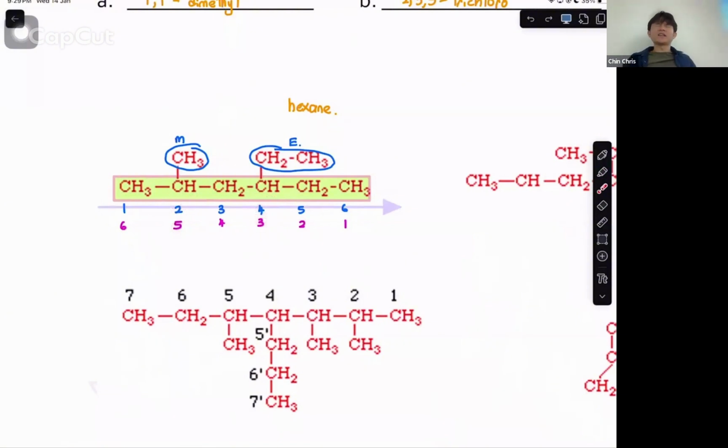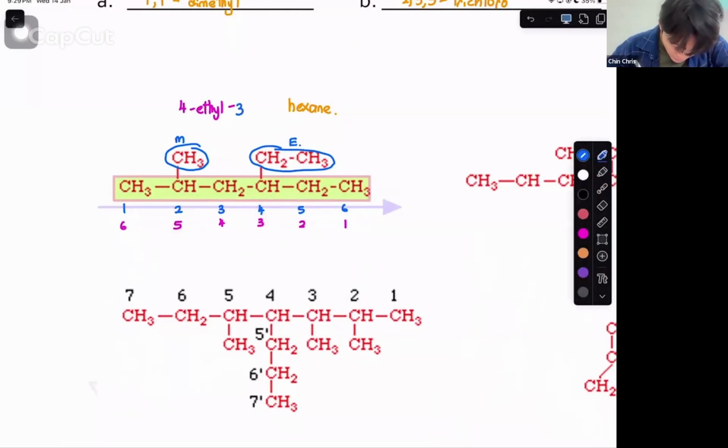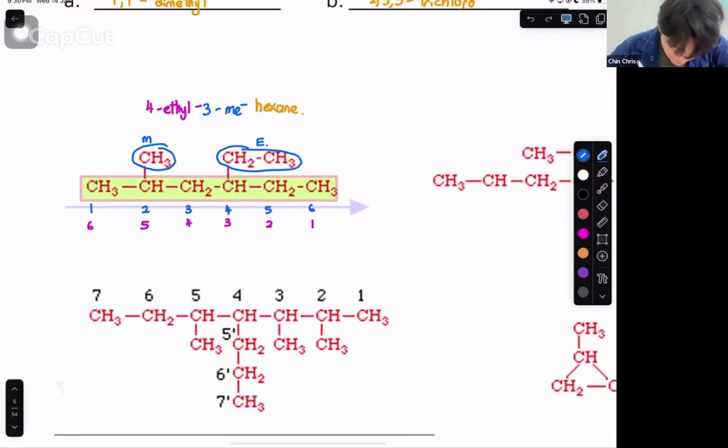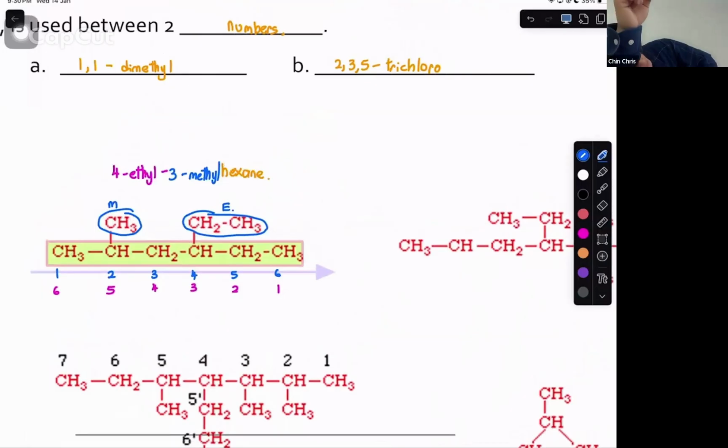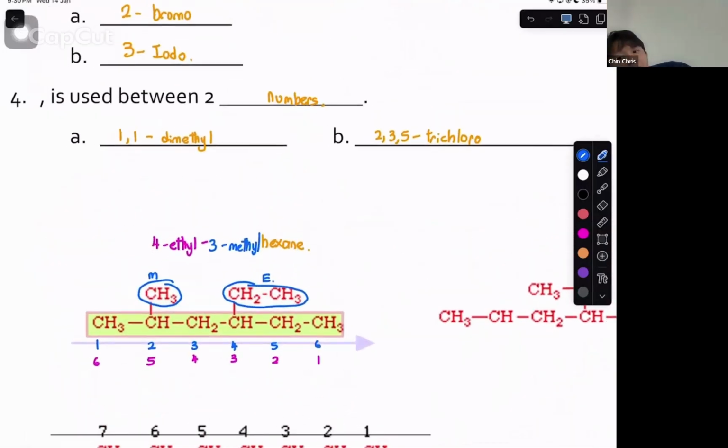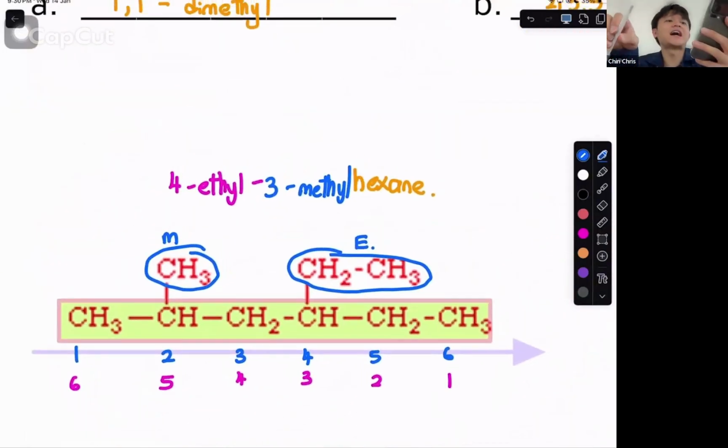Alright, finally, to name it in alphabetical order, ethyl will come first. So it's 4-ethyl and 3-methyl hexane, done. So the first one we call 4-ethyl-3-methylhexane. Done. Second.